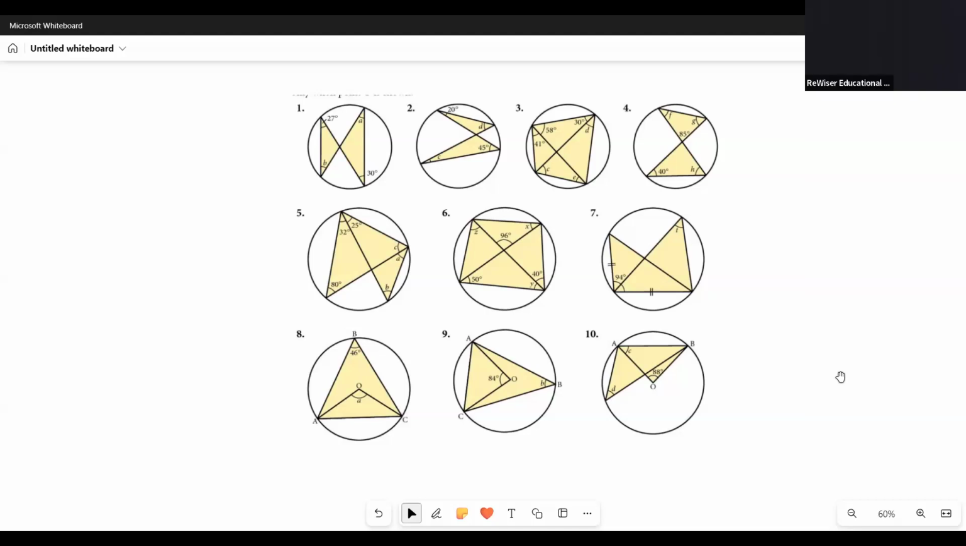And how did you get that? Cyclic quadrilateral. It's a cyclic quadrilateral. And Y is 34 and 40. So 180 minus 34 plus 40 gives 106. 106 minus 50 gives you Z.